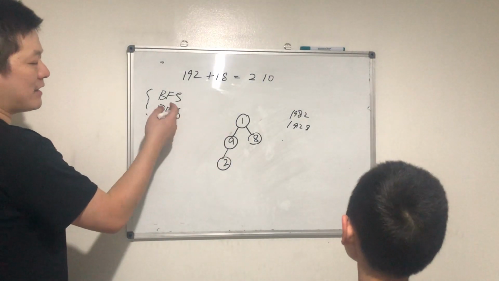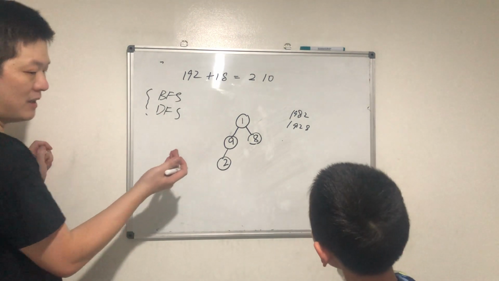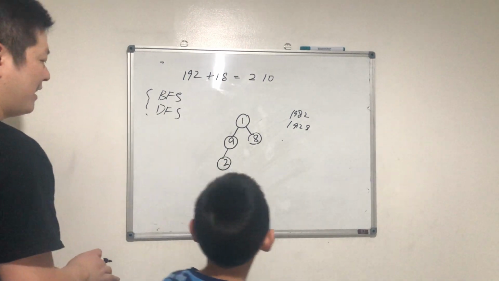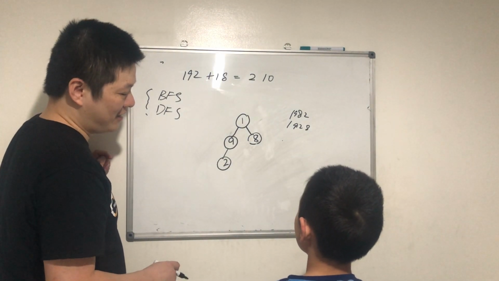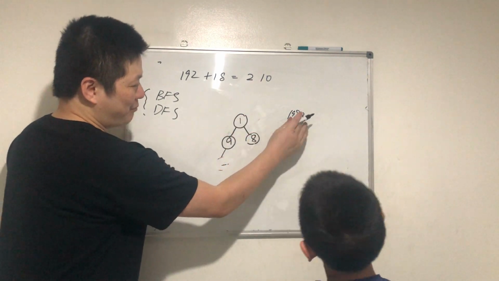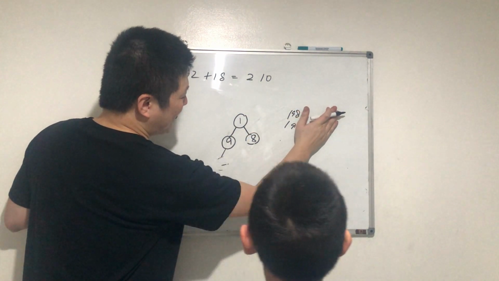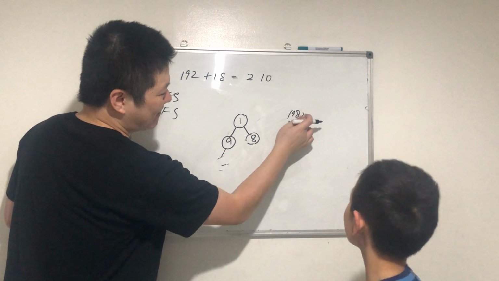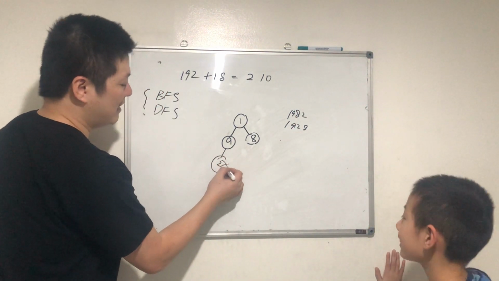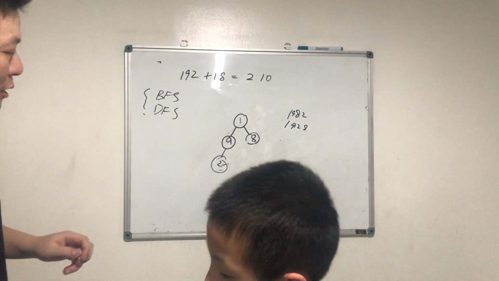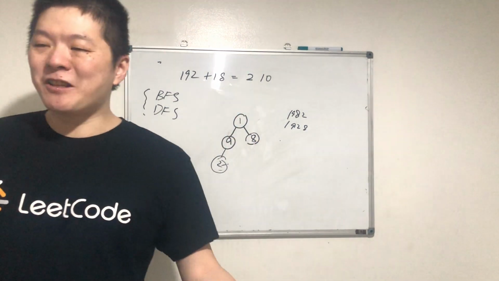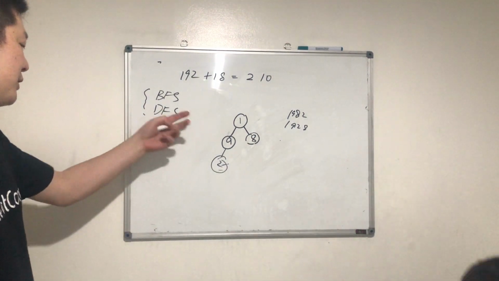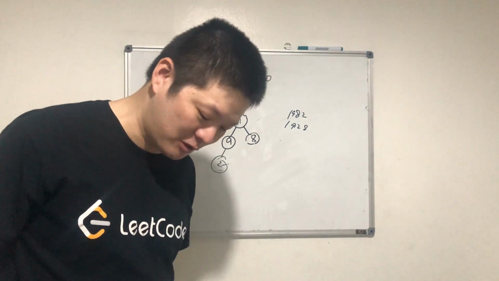Can you think of an example where breadth search and depth search are the same? If you remove this 2, then the breadth search will be 198, and the depth search will be 198 as well. So that's the case when they are the same. Or a single node. So today we're going to use the breadth search to solve this problem, and tomorrow we're going to use the depth search.